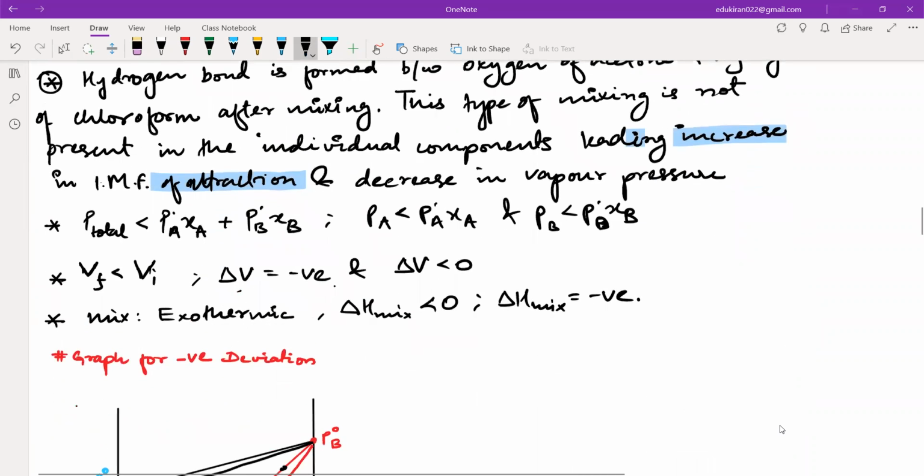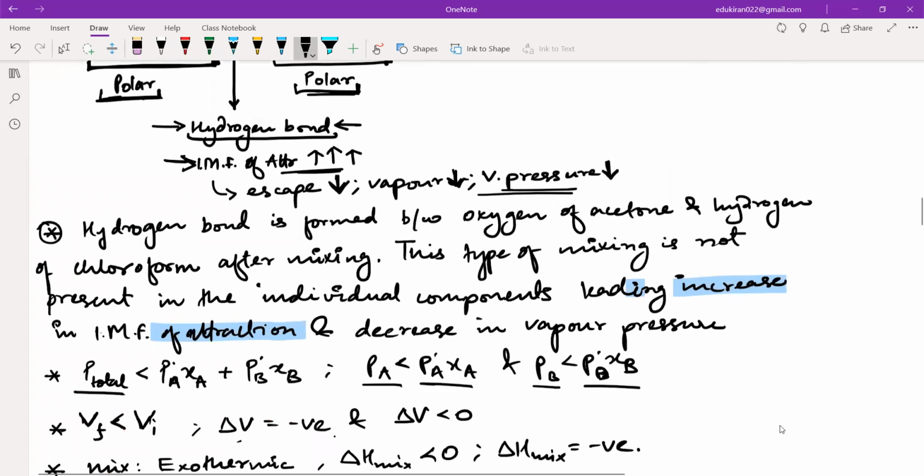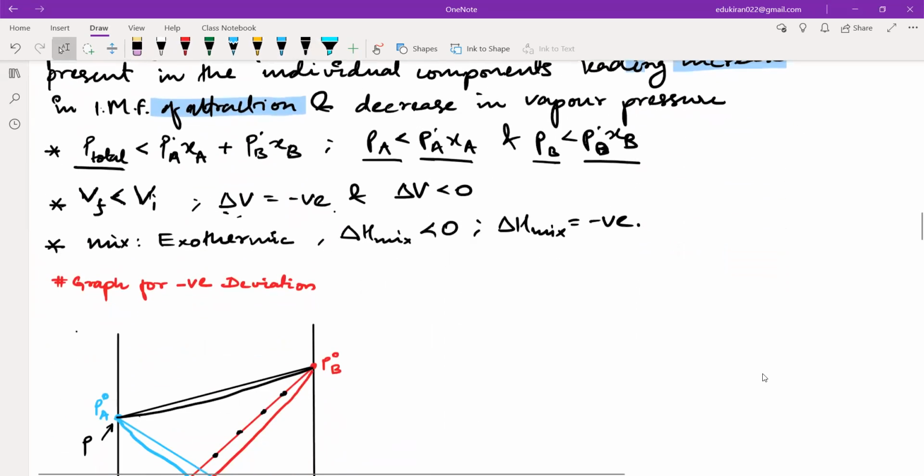Now when we have P total less than P naught take IA, that means PA will also be less than P naught take IA, and PB will also be less than P naught take IB. When we look at V final and V initial, V final will be lower than V initial because the intermolecular forces of attraction have increased. When the intermolecular force of attraction increases, the molecules will be occupying less and less space. That is why the volume is lower. The distance will be lower, the volume will be lower. So delta V will be negative. Delta V is less than 0.